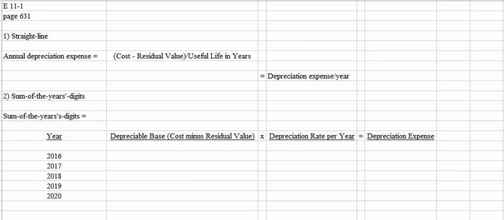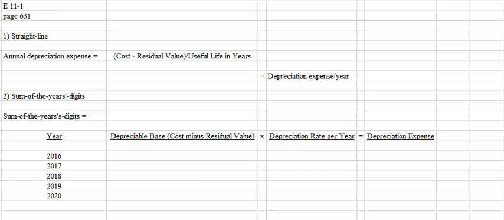Okay, you guys, we'll open up with exercise 11-1 on page 631. Part of this will be a review. I think most of it will, this first exercise, but we have one method here that I'm pretty sure you haven't seen before, especially if you had my course for financial. But we're going to calculate depreciation expense over a 5-year period using 4 different methods of calculating depreciation.